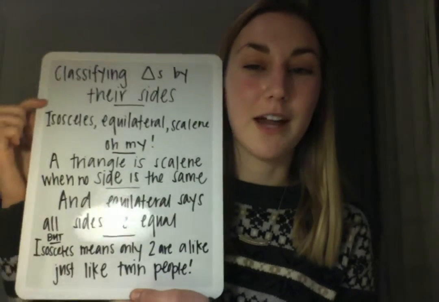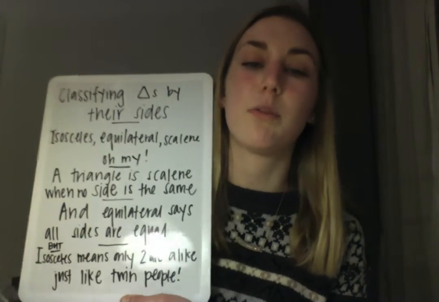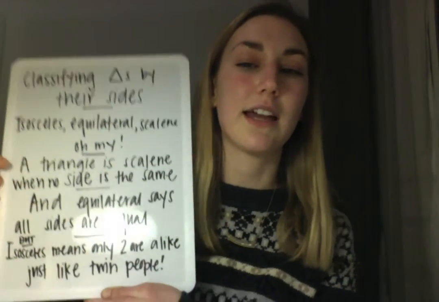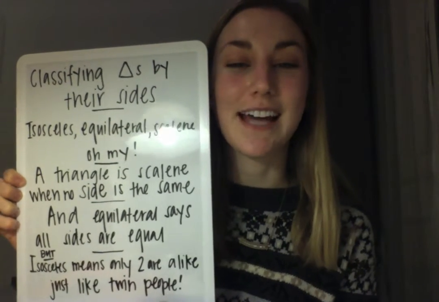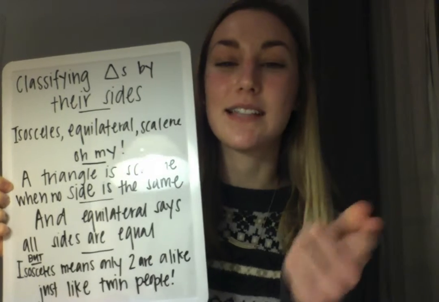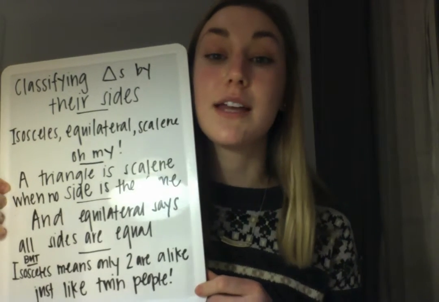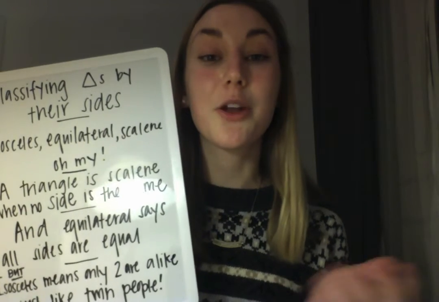Alright, now we're going to learn a chant to help you remember classifying triangles by their sides. So they're divided by these lines, and I'm going to go ahead and say the first part, and then you're going to repeat it, and we're going to go through it like that. Classifying triangles by their sides. Isosceles, equilateral, scalene, oh my!